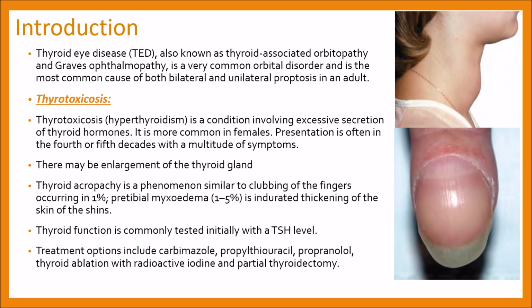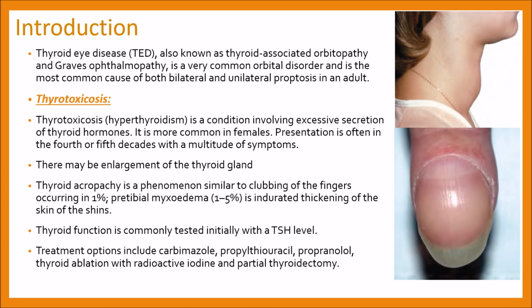Thyroid acropathy is a phenomenon similar to clubbing of fingers, as it is shown in the second figure, which occurs in about 1% of the population. Pretibial myxedema occurs in 1 to 5% and is indurated thickening of the skin of the shins. Cardiac manifestations may include sinus tachycardia and other arrhythmias. Other autoimmune disorders can be associated.